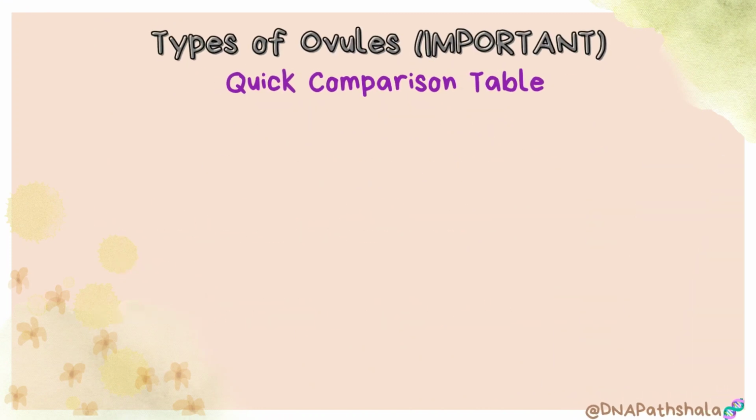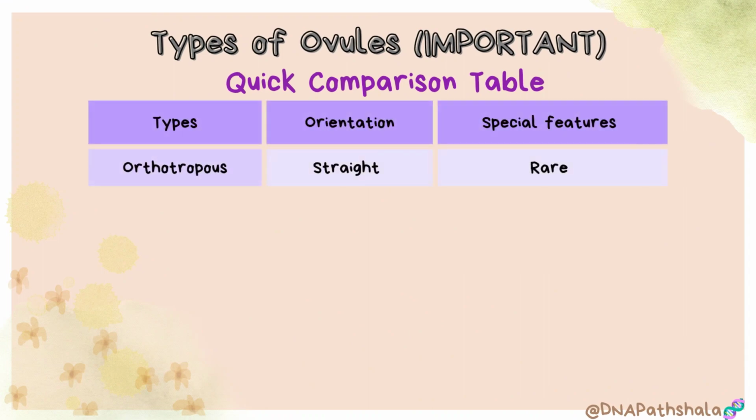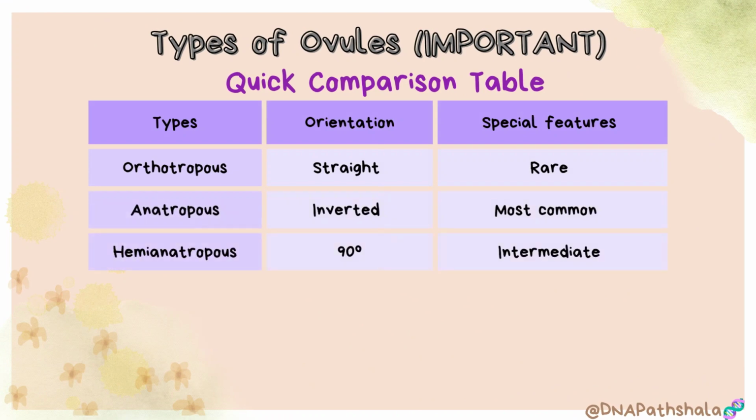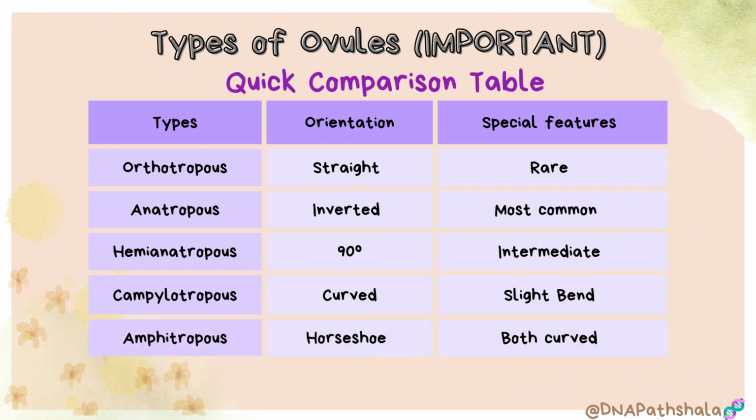Let's quickly revise all types. First is Orthotropous, straight orientation and found rare. Next, Anatropous. It is inverted and most common in angiosperms. Next, Hemianatropous. It is partially turned up to 90 degrees and intermediate. Next is Campylotropous. It is slightly bent and curved. Ovule is curved so that the embryo sac is also curved. Next is Amphitropous. It is more curved than the Campylotropous and appears like a horseshoe. And last is Circinotropous. It is circular in nature and funicle wraps around the ovule.